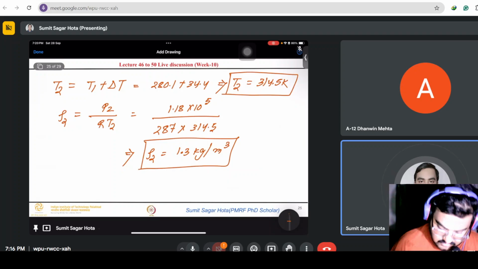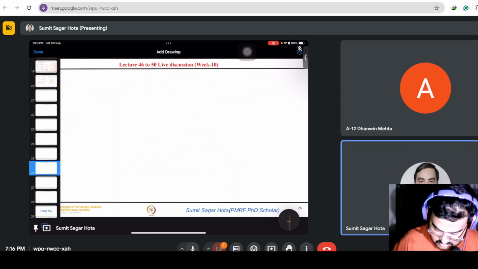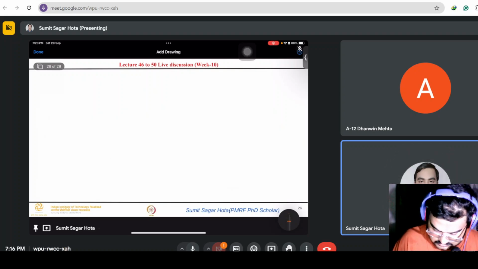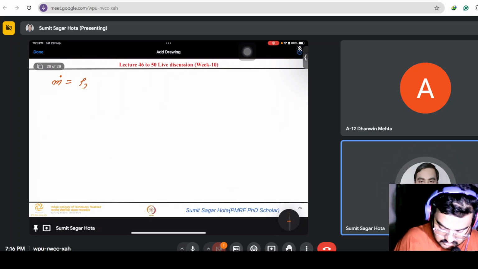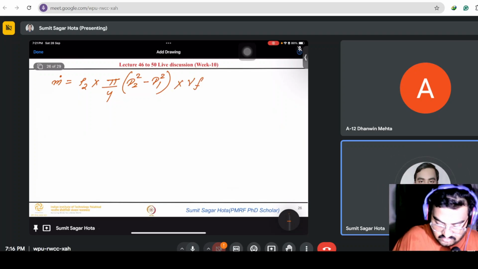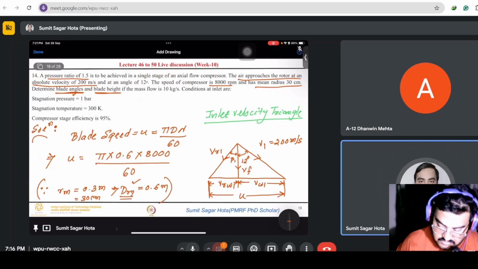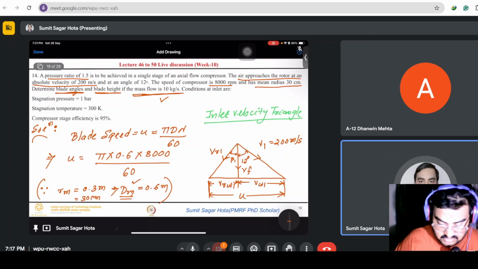So now we have rho 2. Next we will find out m dot. The m dot is equal to rho 2 into pi by 4 d2 square minus d1 square into flow velocity. Why am I directly calculating m dot? Because if you see in the question, one hint is given: the mass flow is 10 kg per second. This is the best hint in the question. Without this we cannot find the answer.